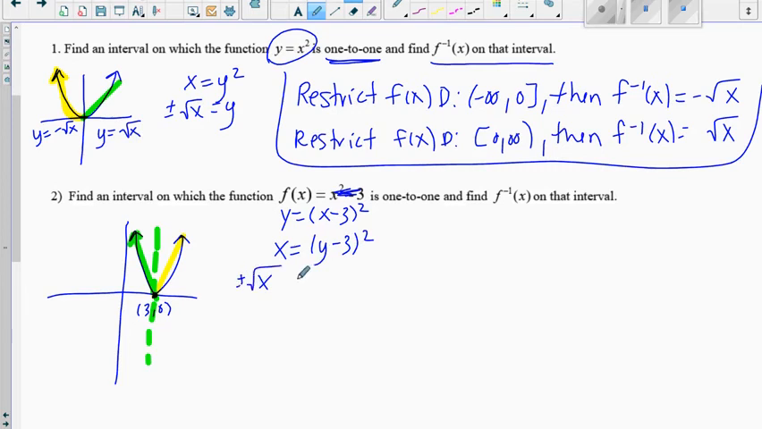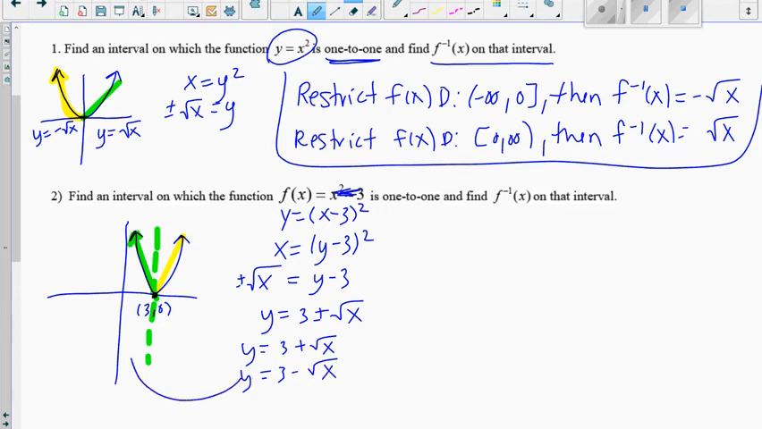So we have plus or minus the square root of x is equal to y minus 3. And then the next step would be to add that 3 to the other side. So y is equal to 3 plus or minus the square root of x. So that means, remember, we have two equations. We have y equals 3 plus the square root of x, and y is equal to 3 minus the square root of x. So if we're on the left side, we're going to use this equation, and on the right side of our domain restriction, we're going to use this first equation.